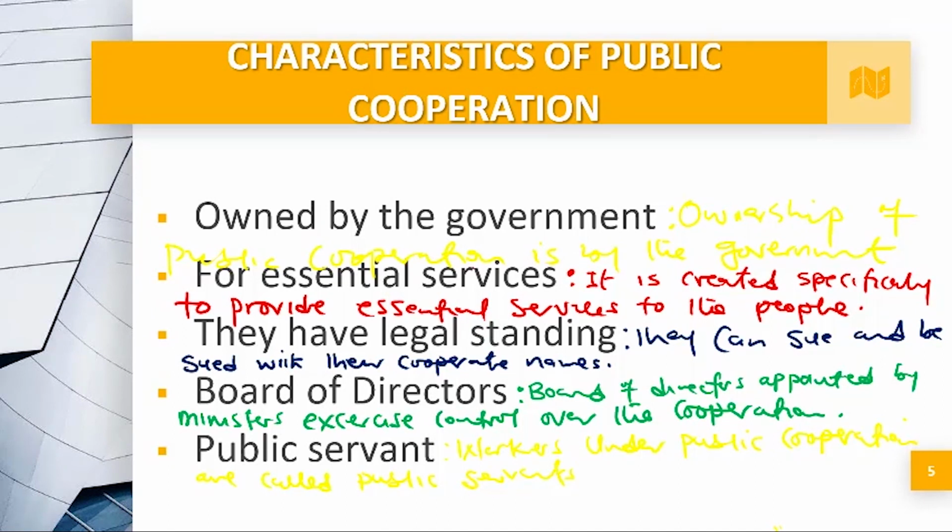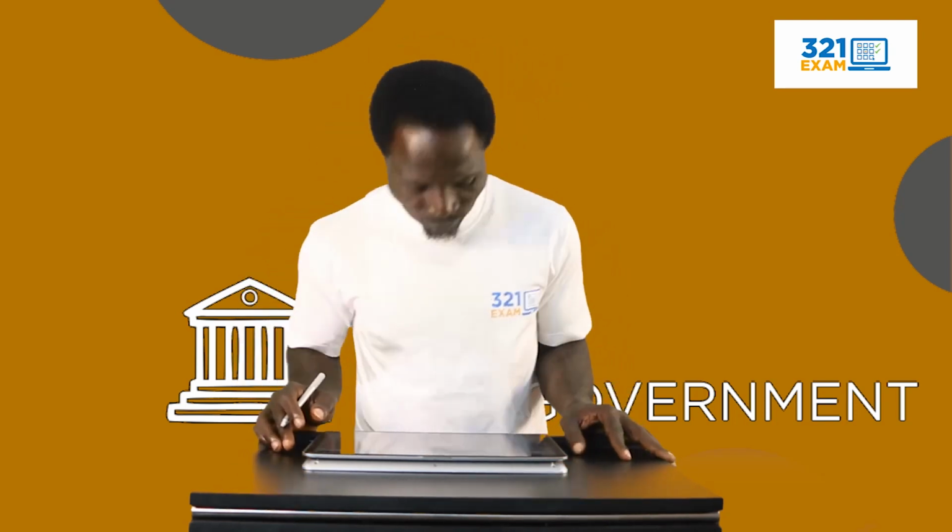Okay, we said it is owned by the government. It is created specifically to render essential services to the people. And 3, we said they have legal standing, which means they have legal backup. They are created by law. They can sue and they can be sued. Okay, and we said a public corporation is controlled by a board of directors. Who appoints the board of directors? Ministers. Who appoints ministers? Presidents. Who appoints the president? The people. Take note. Then we said people that work under a public corporation are called public servants.